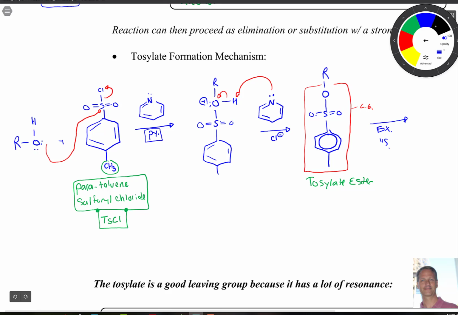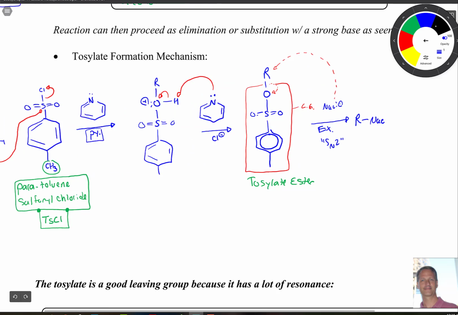So if we did an SN2, we could have a nucleophile, right? And the nucleophile would come in and react here, and then we'd do a flow like this, right? And then that would give you your R-nucleophile, right? And then your leaving group. So why is the tosylate a good leaving group? Let's take a look at it.